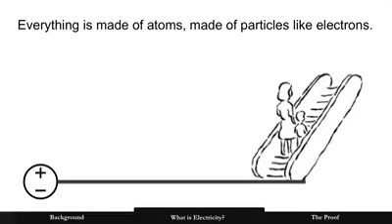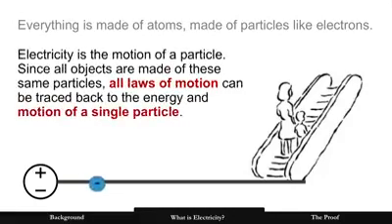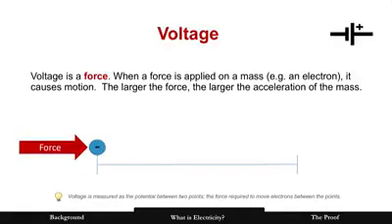Because everything is made of atoms, right? And atoms are made of particles, such as electrons. Electricity is the motion of a particle. Now, since all objects are made from these particles, all laws of motion can be traced back to the energy and the motion of a single particle. And let's explain each of these for electricity.